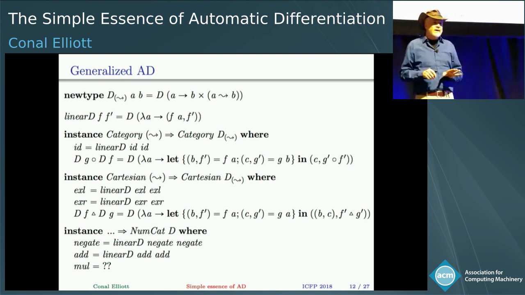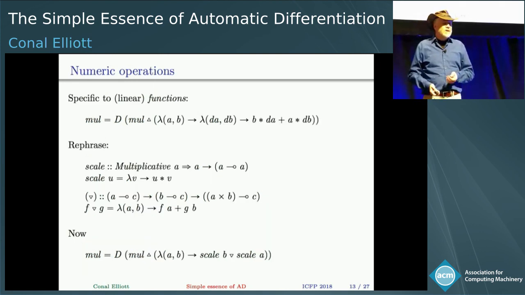Well, there's a little wrinkle here. Negate and addition, if you look at the bottom, those operations are linear, so we can use the general linear rule. But multiplication is not linear. Multiplication is what's called bilinear. Okay. So let's look again at the definition of multiplication, the differentiable version, which I went through pretty fast before.